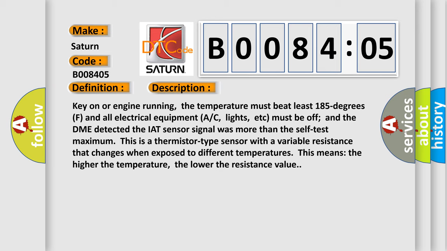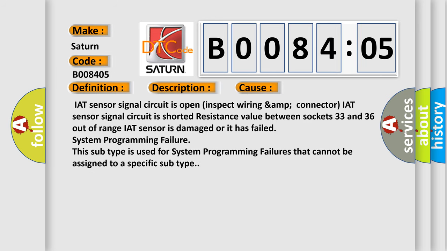This diagnostic error occurs most often in these cases. IAT sensor signal circuit is open. Inspect wiring and connector. IAT sensor signal circuit is shorted. Resistance value between sockets 33 and 36 out of range. IAT sensor is damaged or it has failed. System programming failure. This subtype is used for system programming failures that cannot be assigned to a specific subtype.